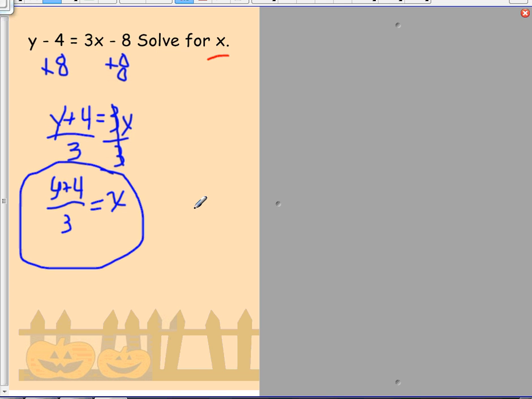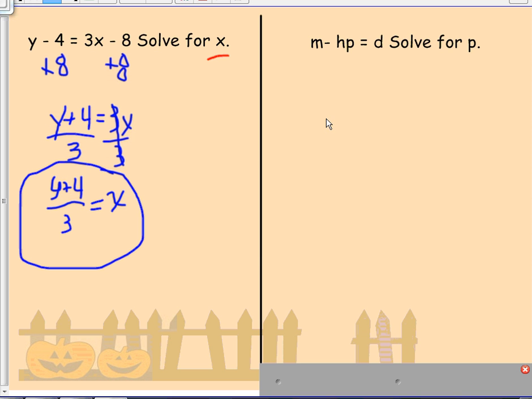So our next problem is going to be over here, and it is m minus hp equals d. And we are solving for p. So we want to get p by itself. The first thing we're going to do is subtract m from both sides, because m is positive, and then those can go away.